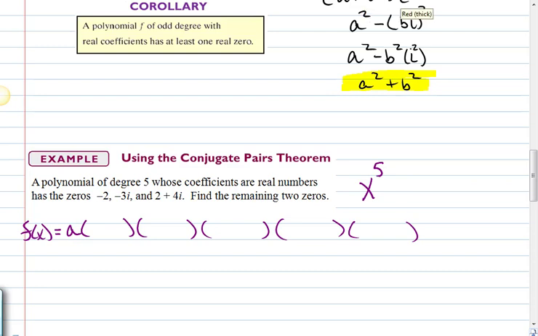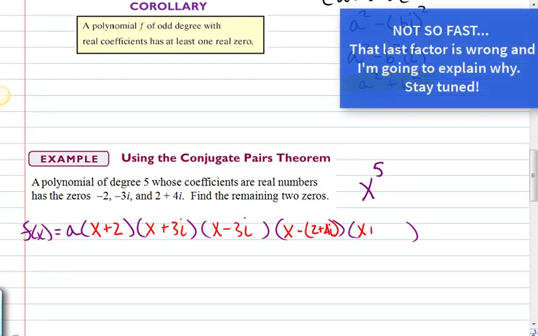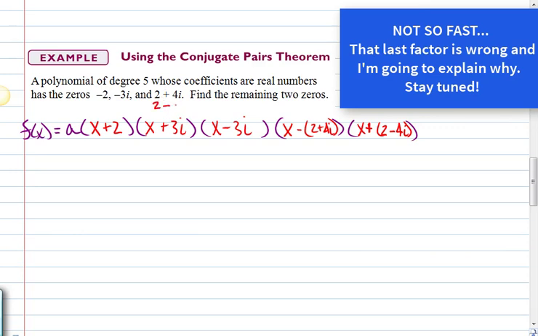This first factor, if -2 is a root, what does the factor have to be? Plus 2. If -3i is a root, what does this have to be? Plus 3i. But what do we know about this root? There's also another one, minus 3i, because this conjugate pair theorem said that any imaginary roots come in conjugate pairs. So that means that this one will be x minus 2 plus 4i, and then this will be x plus 2 plus 4i. This has to be a solution, and this also has to be a solution.